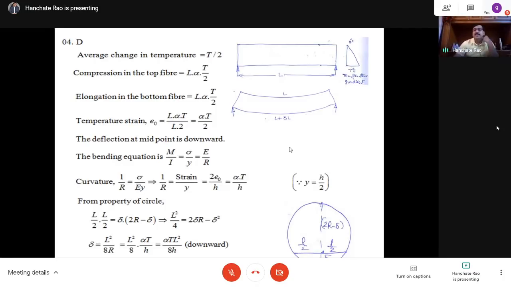But the question is asked like this, so we have to solve this problem in this way. You have to use the chord property of the circle to find this delta, that is the midpoint deflection. Because we assume that this bends into a circular arc, we have to use this circle principle to solve this problem.